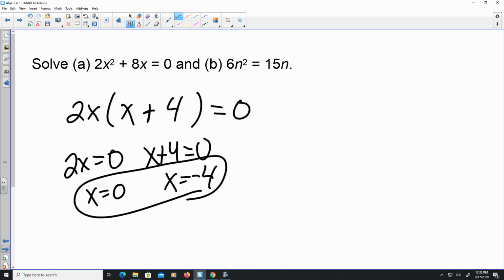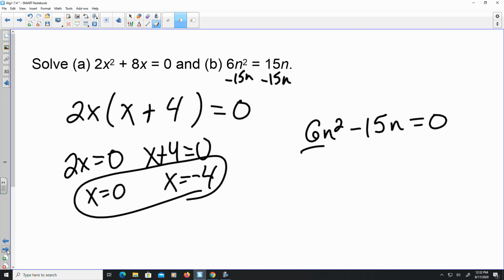Looking at the second example, this one is not set equal to 0. So what we have to do is make it set equal to 0. Since I always prefer to have the lead coefficient be positive, I'm going to subtract 15n from both sides. So now I have 6n squared minus 15n is set equal to 0. You certainly could subtract 6n squared and make it 0 equals negative 6n squared plus 15n. I just prefer to have my lead coefficient be positive. It's not essential, but it's just a preference.